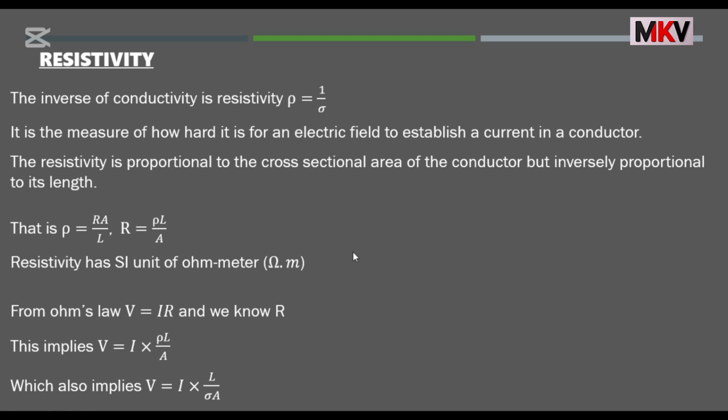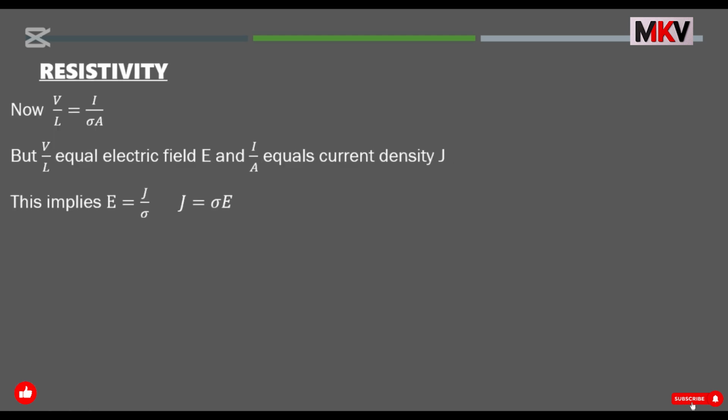Now, from Ohm's law, we know that V equals IR, and we know our R to be equal to rho times L over A. So we substitute that into V equals IR, and we get V equals I times rho L over A. But we know that resistivity is equal to 1 over conductivity, so we substitute that into this equation. We have V equals I times the length over the conductivity times the area. So we multiply through by L, so we have V over L equal to I over conductivity times the area.